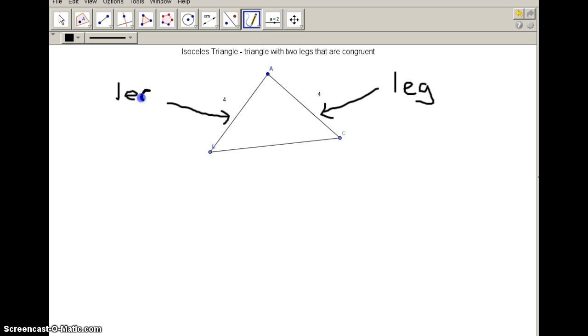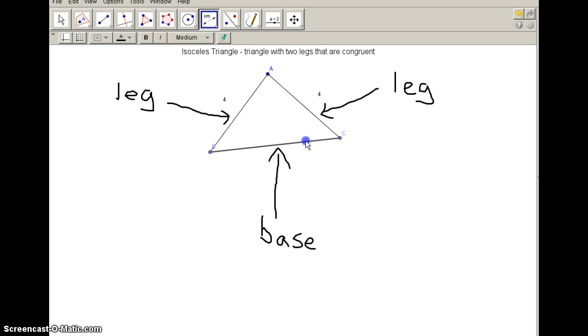Oh boy, it is hard to write with a mouse, right? Now what's this thing called down here? Well, this thing is called the base. Is the base the same length? Well, we can measure it. It doesn't look the same length. It turns out it can be, and when it is, well, then we call this an equilateral triangle. So all equilateral triangles are isosceles, right?